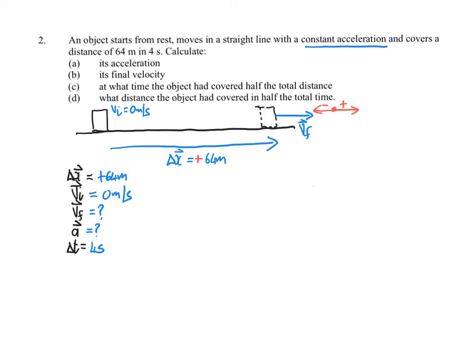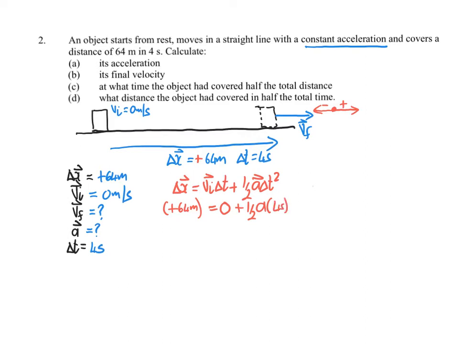So it asks us to calculate. It doesn't state that we must use the graph to do so, so we can use equations of motion. Writing down equations of motion, we start off with delta x equals v initial delta t plus a half a delta t squared. Substituting in, delta x is plus 64 meters. V initial is 0, so that first term is going to be 0. Plus half times the acceleration, which we don't know, times delta t squared. Delta t is 4 seconds, so delta t squared is going to be 4 seconds squared.